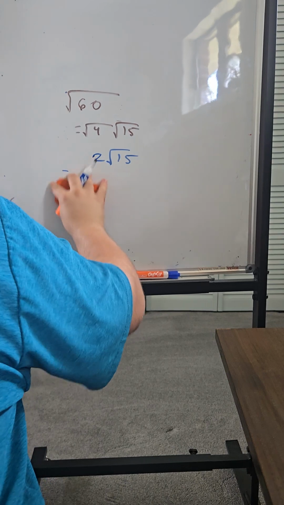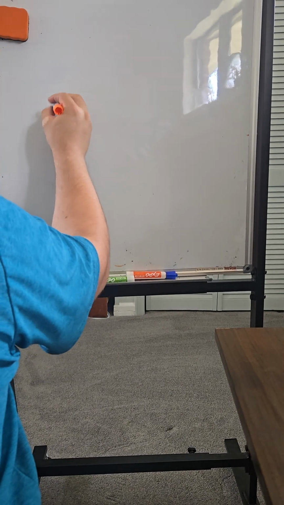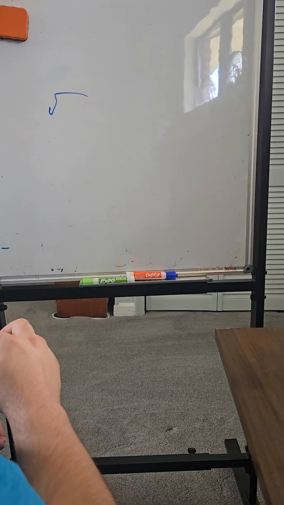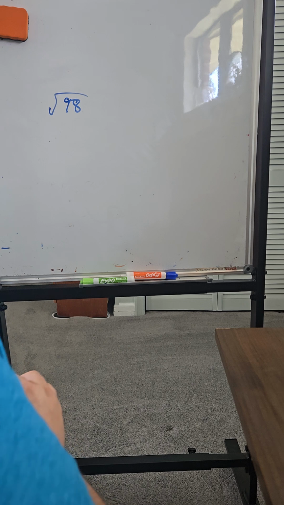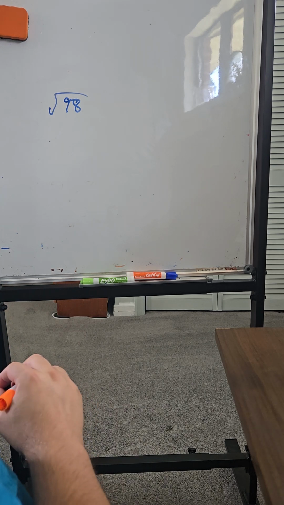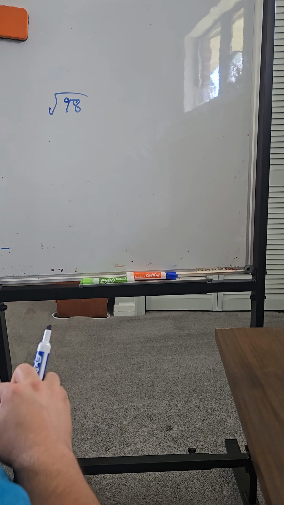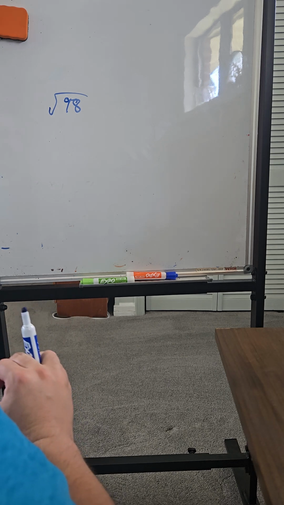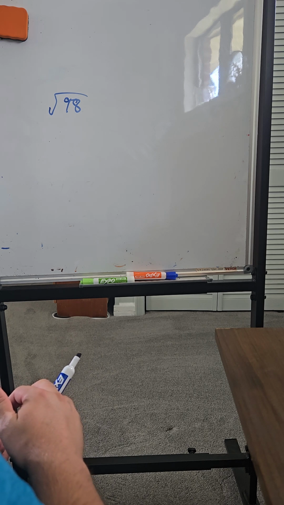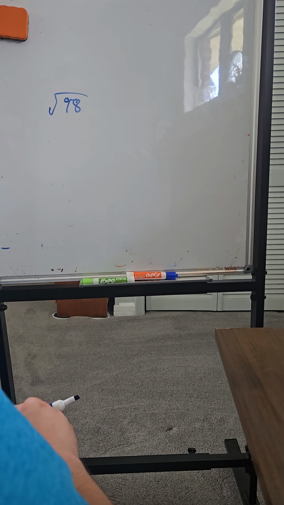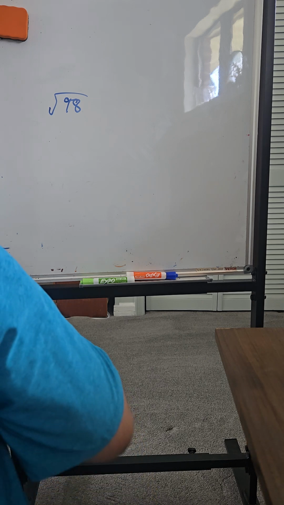Let's go ahead and take a look at another one very similar to this. Let's go ahead and take a look at the square root of 98. Now, the nice thing about this process too is if you know that this is going to be the biggest perfect square that you can pull out, you don't necessarily have to go through every single factor if you know that something's going to work out nicely. So let's go ahead and take a look at our factors of 98 really quickly.